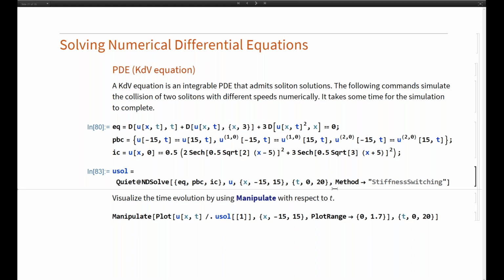This is taking a few seconds to evaluate still, even with the method provided. So this is an interesting one. When I show you the manipulate, you'll see exactly why.